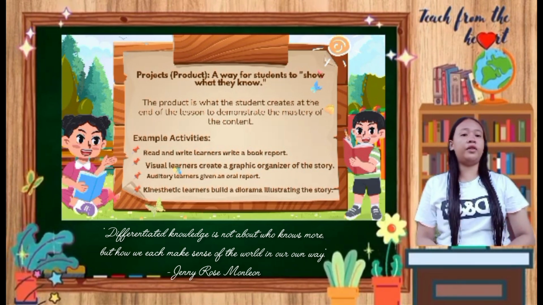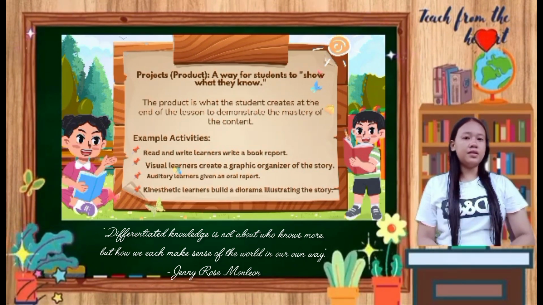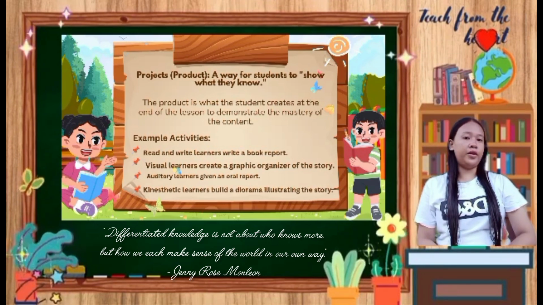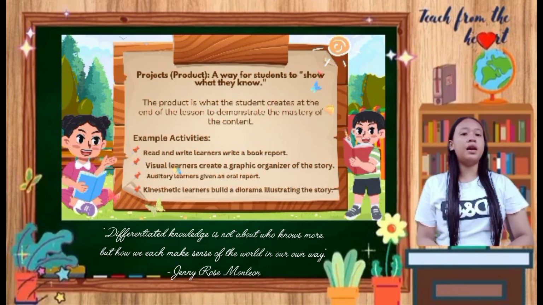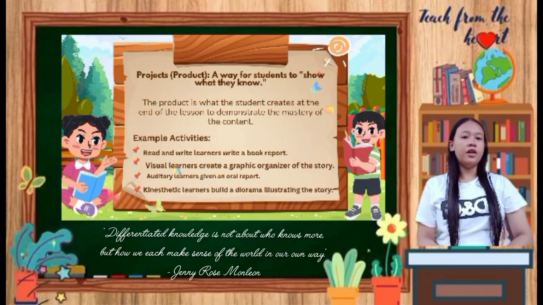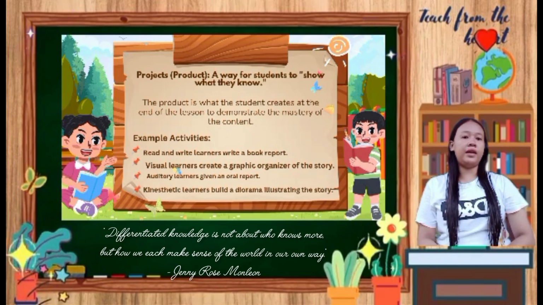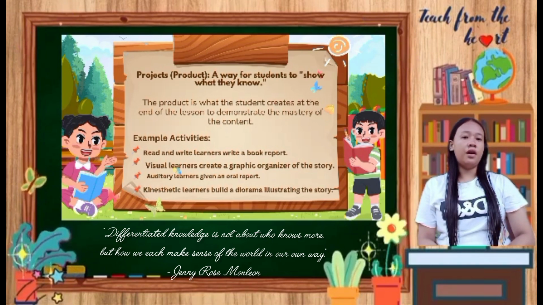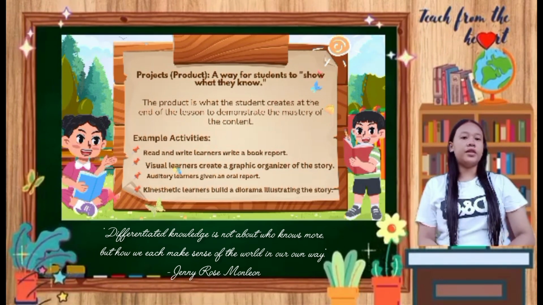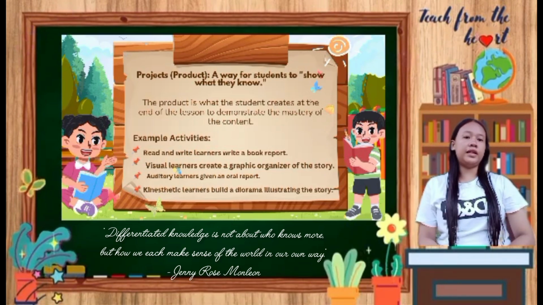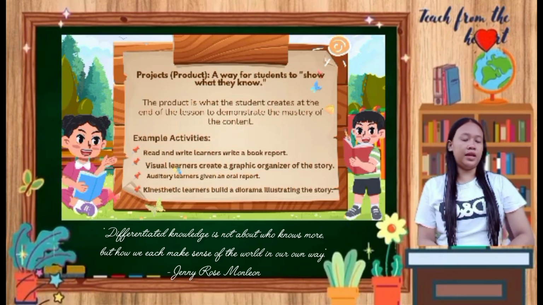So, example activities. First, read and write. Learners write a book report. This helps them understand the story through reading and writing. Next is visual. Learners create a graphic organizer of the story. They learn best by seeing pictures and organizing ideas visually.